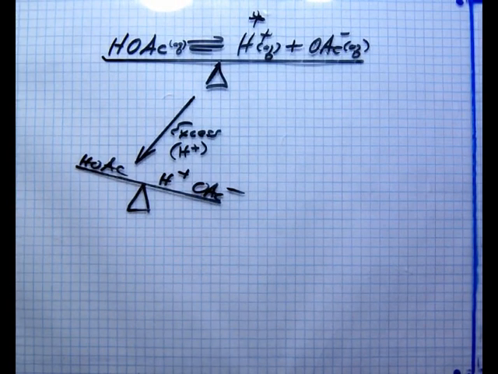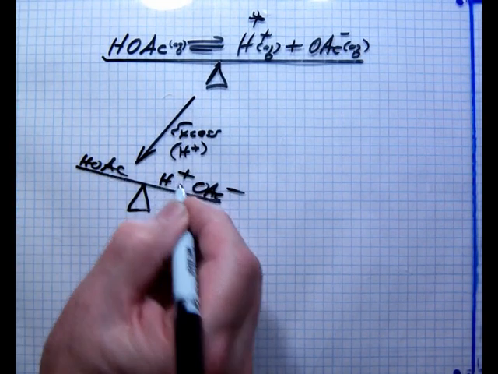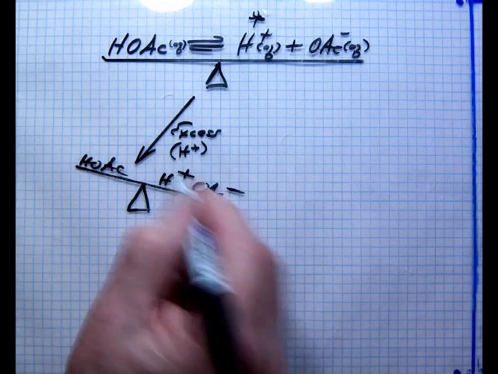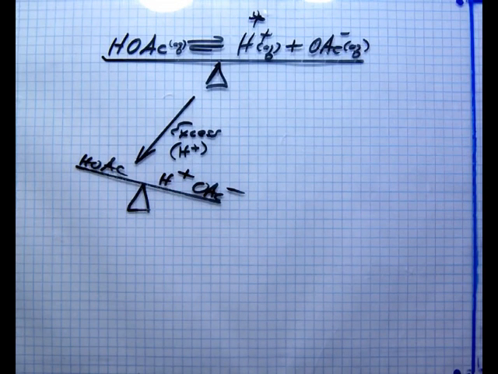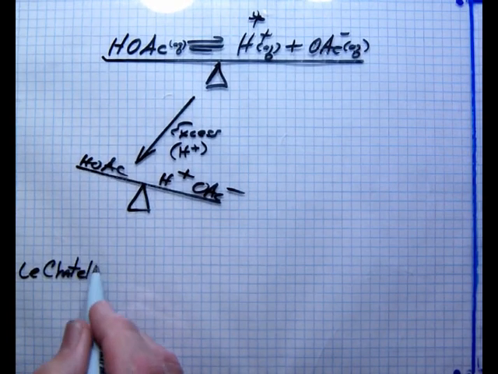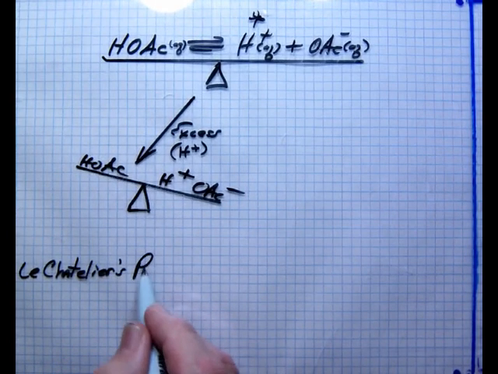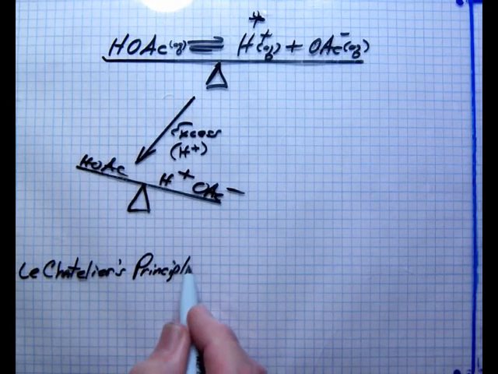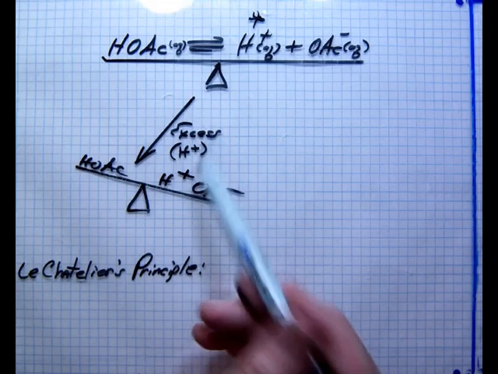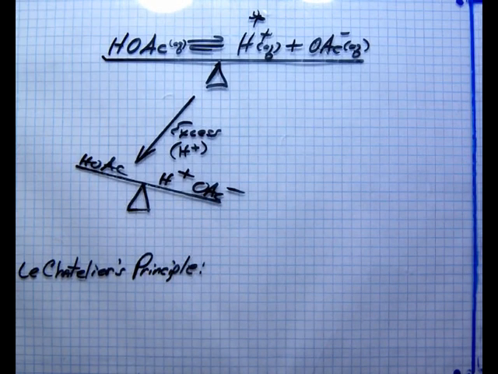Minus. Right here. But the disturbance is over here. You had the excess. Now, according to Le Chatelier's principle, when a stress is applied to an equilibrium, the equilibrium will shift away from this stress to reestablish a new equilibrium.